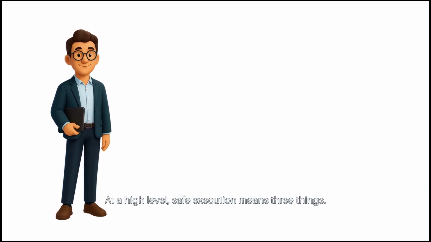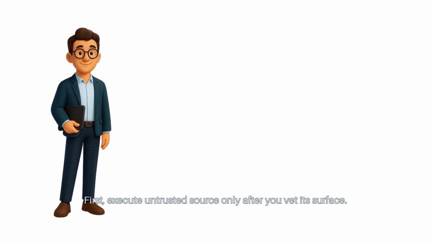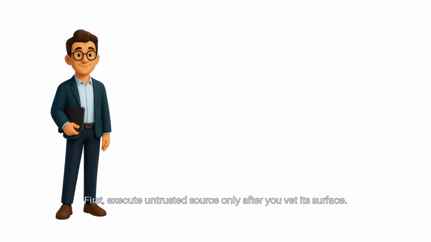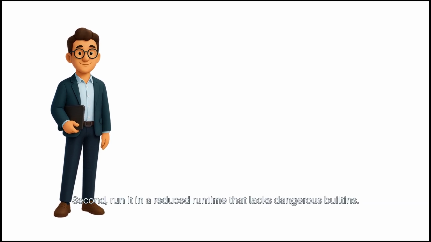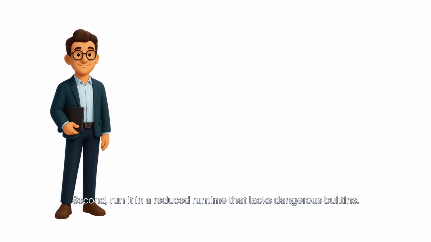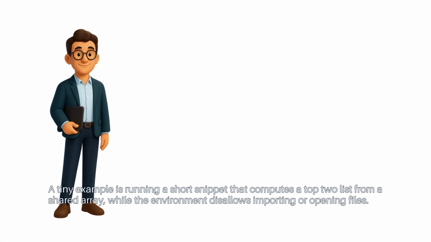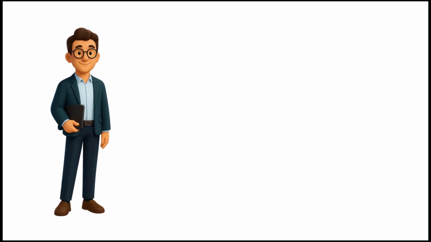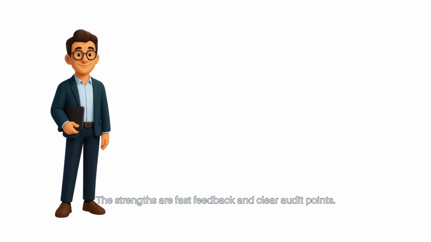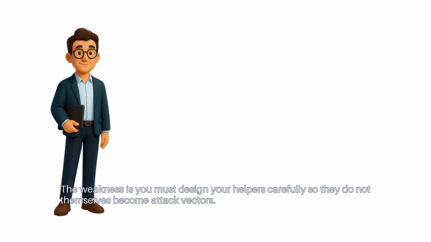At a high level, safe execution means three things. First, execute untrusted source only after you vet its surface. Second, run it in a reduced runtime that lacks dangerous built-ins. Third, expose only small host helpers that do one narrow task. A tiny example is running a short snippet that computes a top 2 list from a shared array, while the environment disallows importing or opening files. The strengths are fast feedback and clear audit points. The weakness is you must design your helpers carefully so they do not themselves become attack vectors.